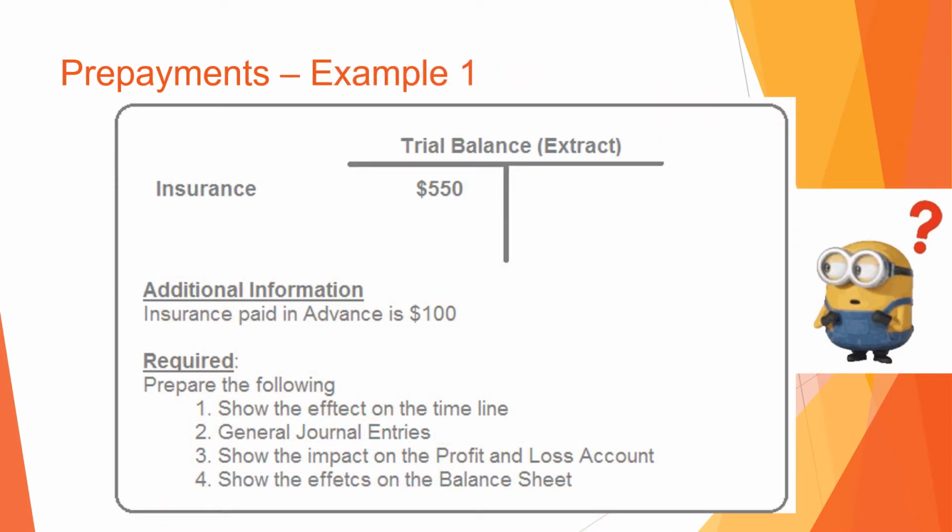So let us look at one example for prepayments. We have the extracted trial balance that shows insurance paid during the year is $550. Additional information shows that insurance paid in advance is $100. So that means from that $550 paid during the year, $100 belongs to the next financial year. So the questions are: show the effect on the timeline, the general journal entries, show the impact on the profit and loss, and balance sheets.